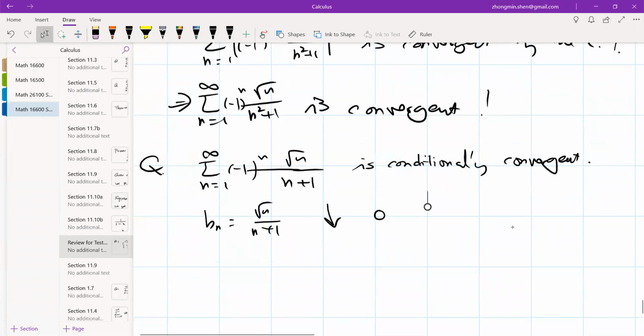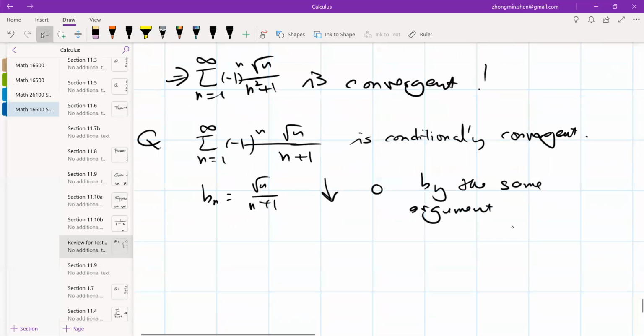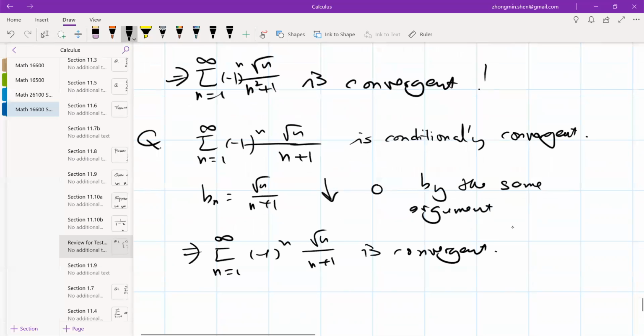And by the same argument as above, you can show that the derivative will be negative. So that implies this is convergent by the alternating series test.